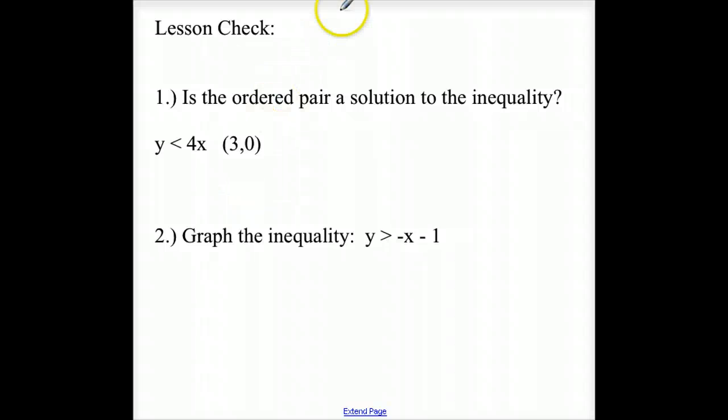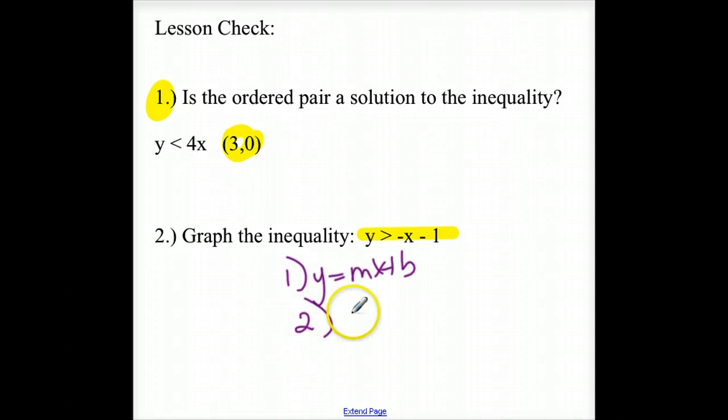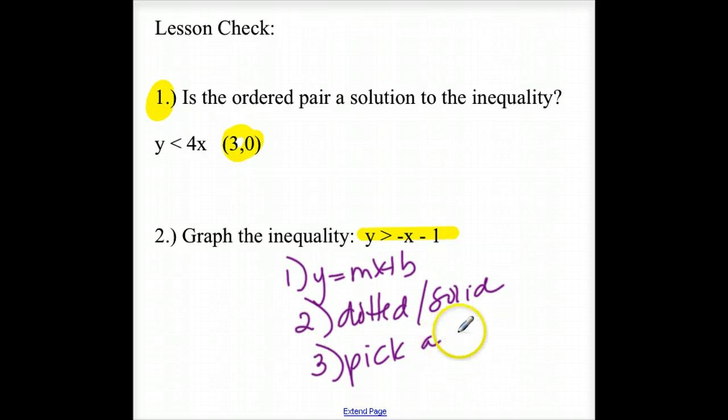Alright, so here's your lesson check, just 2 problems. In the first problem, they want to know if the ordered pair 3, 0 is a solution. So plug 3 in for x and 0 in for y and see if it makes it true or false. In number 2, you're going to use a graph to graph this inequality. Remember to first graph the y equals mx plus b, then decide if you need a dotted or solid line, then pick a point so that you know which side of the line to shade. Good luck!